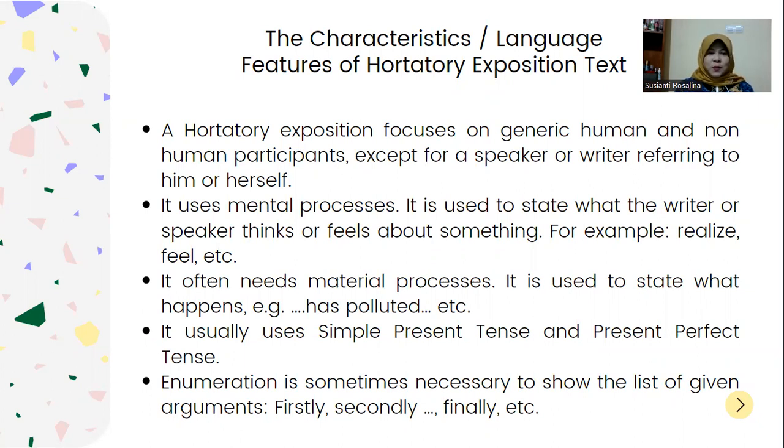It also often needs material processes. It is used to state what happens. For example, the phrase has polluted, and etc. It also usually uses simple present tense and present perfect tense. And enumeration is sometimes necessary to show the list of given arguments, such as the words firstly, secondly, finally, and etc.